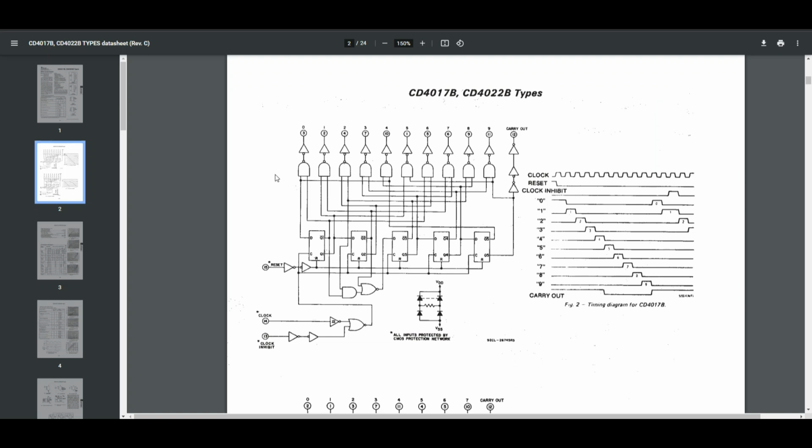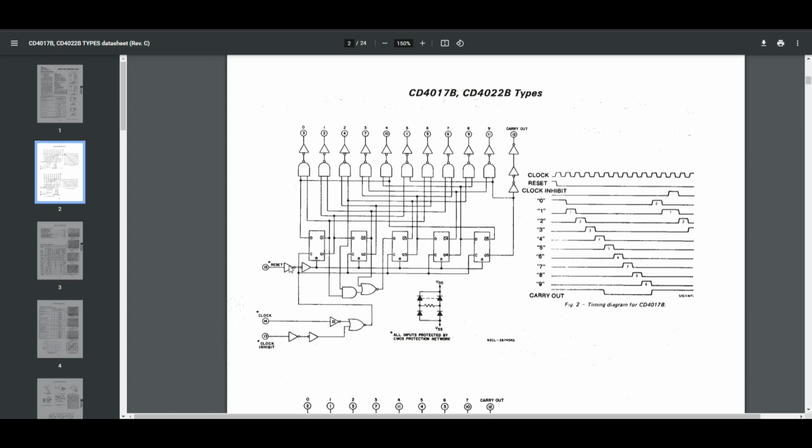Okay, so here we have our inputs, and here we have our outputs. It says all inputs are protected by CMOS protection network. And if you look at the CMOS protection network, you have what kind of looks like a rectifier with a resistor in between them. Interesting. Okay, so here we have our clock input. And for our clock input to even accept any inputs, the clock inhibit needs to not be on. So this is a what type of logic? An OR, can only be one of them.